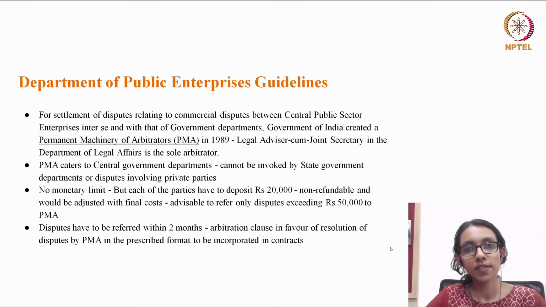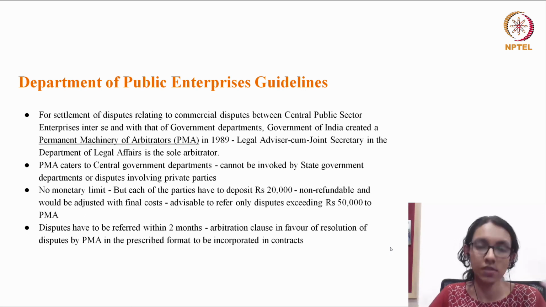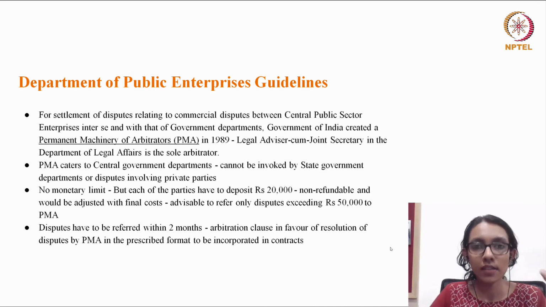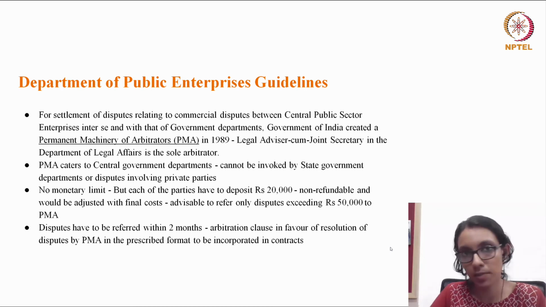The Department of Public Enterprises has also come out with certain guidelines for resolving disputes that arise out of government contracts through arbitration. These guidelines are applicable only with respect to the commercial disputes that arise between different central public sector enterprises or between one central public sector enterprise and another central government department. In certain cases, it can also be extended to disputes involving a central government department on the one hand and a state government department on the other hand. It cannot be extended to any other cases. And these guidelines have created a permanent machinery of arbitrators.